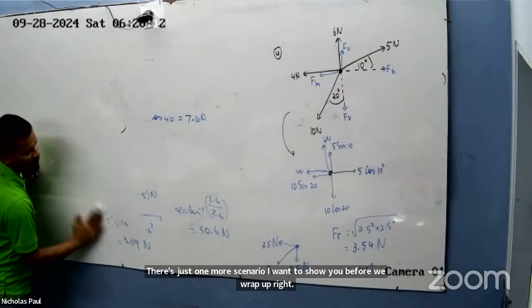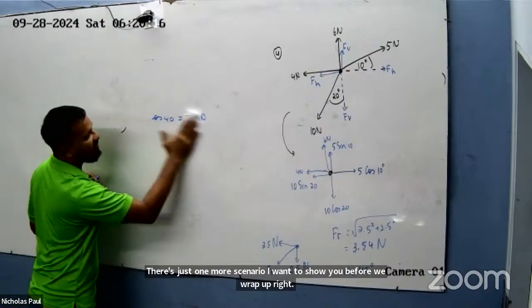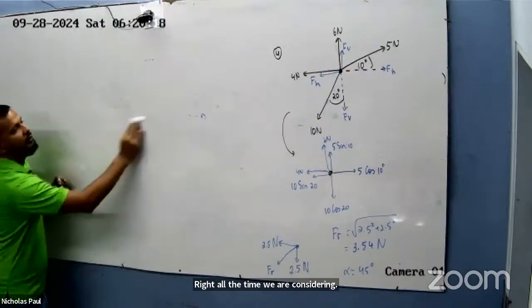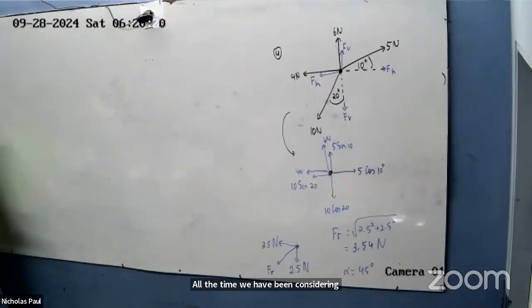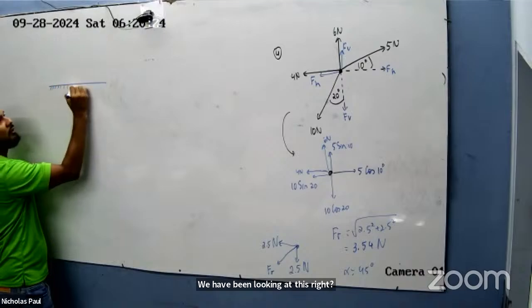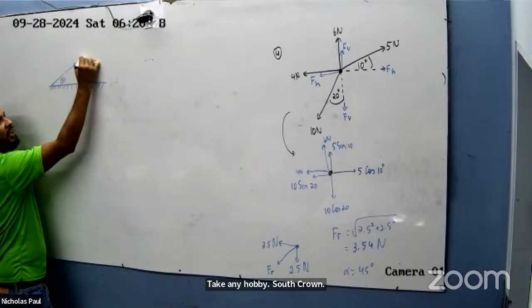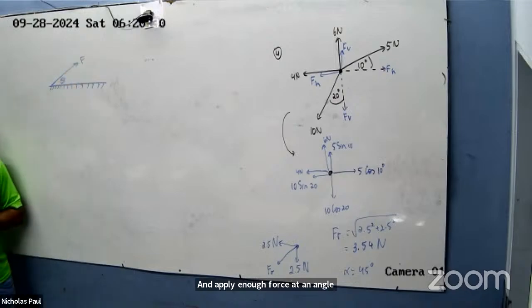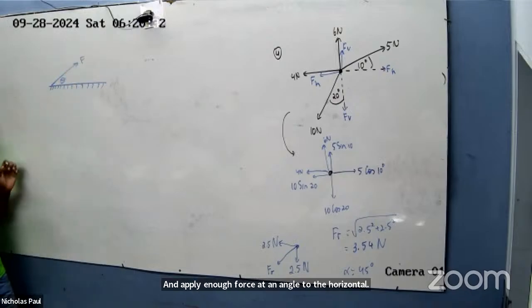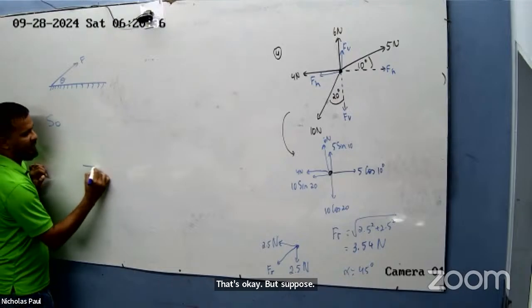All the time we have been looking at this, right? Taking the horizontal ground and applying a force at an angle to the horizontal. That's okay? But suppose I gave you a scenario like this.